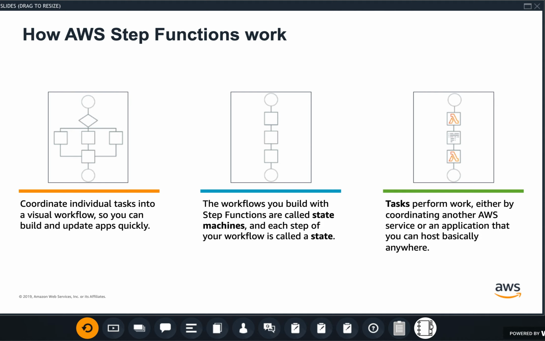Now, the most common kind of state, or the most useful kind, because if you couldn't do this, you couldn't do anything, is the task state. And that's what does work. And that work can either be coordinating other AWS services, or it can be working in concert with a process that you can host anywhere, as I already explained.